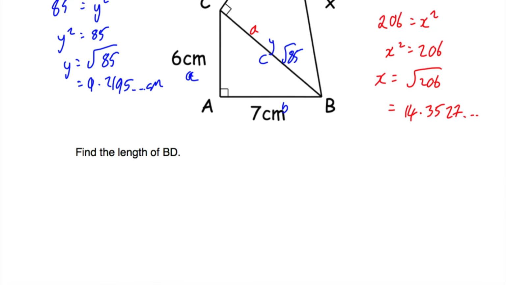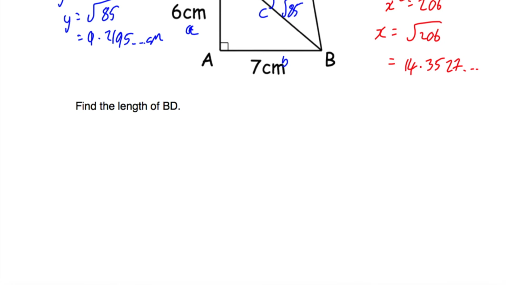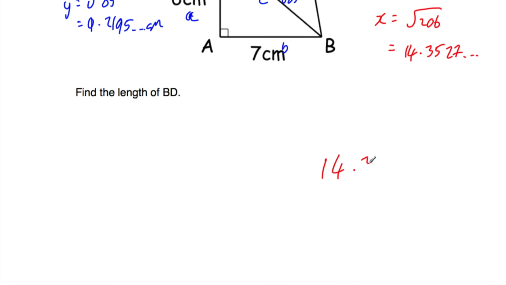And the question, did it tell us how many decimal places to give it to? No, I'm going to give it to 3 decimal places. So that'll be 14.353 centimeters to 3 decimal places. And that's it. Okay, let's have a look at our next question.